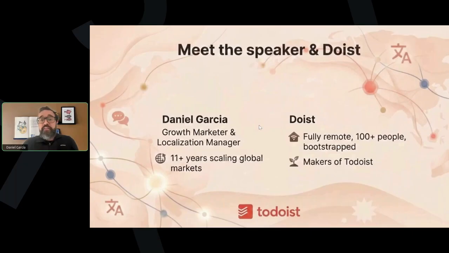As growth marketer at Doist, I mainly lead the internationalization efforts, and one of my duties in the internationalization efforts is the localization manager. The real job title, which is something I don't like too much, is international marketer or something like that. But yes, I'm the localization manager.